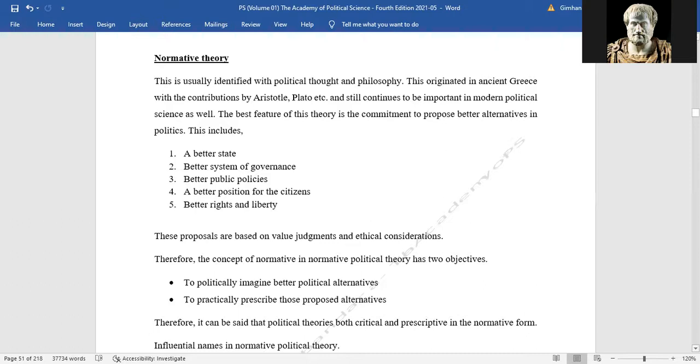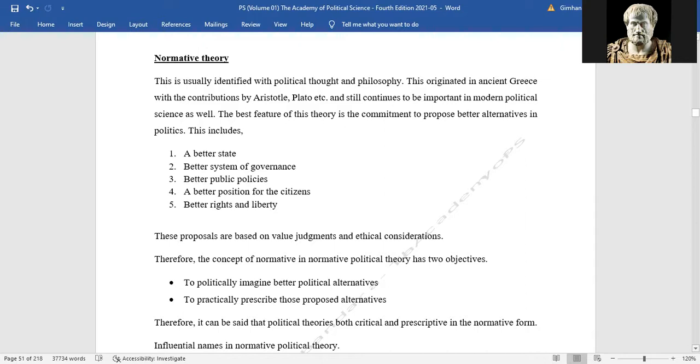Normative theory. This is usually identified with political thought and philosophy. This originated in ancient Greece with the contributions by Aristotle, Plato, etc., and still continues to be important in modern political science as well. The best feature of this theory is the commitment to propose better alternatives in politics. This includes a better state, better system of governance, better public policies, a better position for the citizens, better rights and liberty. These proposals are based on value judgments and ethical considerations.